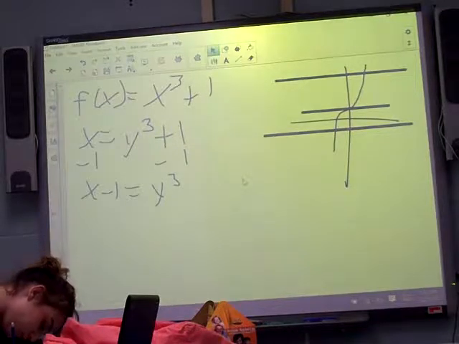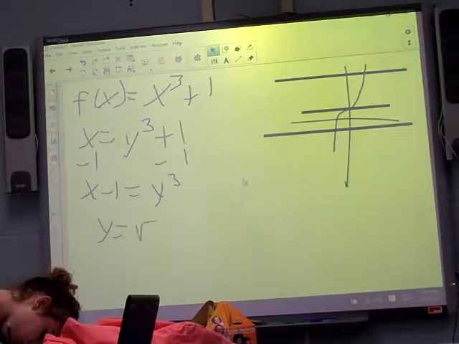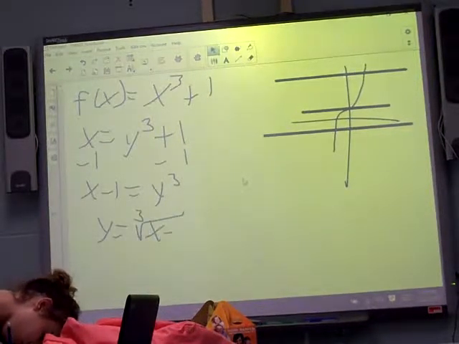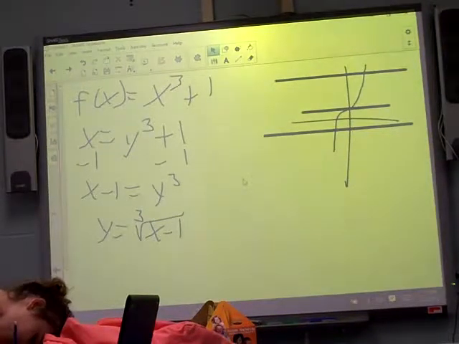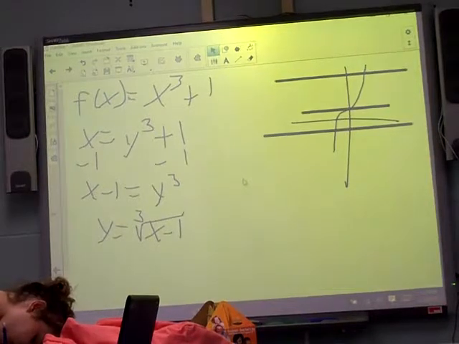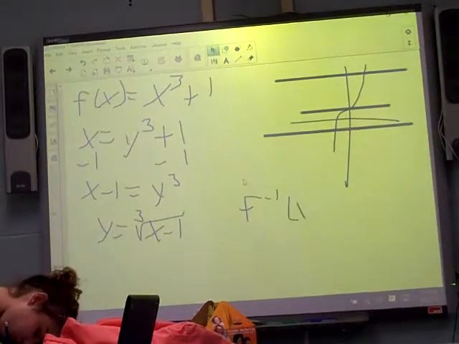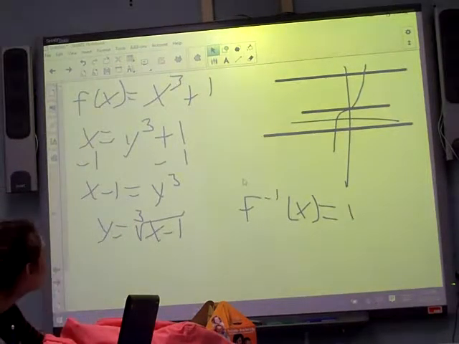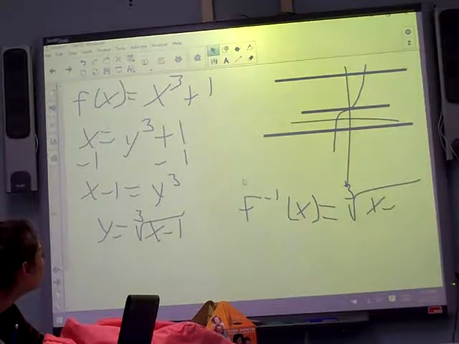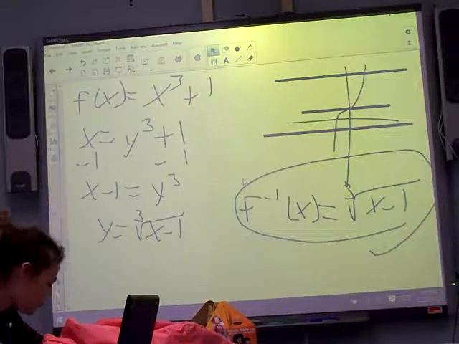Good. Undo that cube root. So y is the cube root of x minus 1. I'm good on that, but that's not the technically correct notation. So that's our third step, to use our fancy notation and say the inverse of x is the cube root of x minus 1. Winner, winner, chicken dinner.